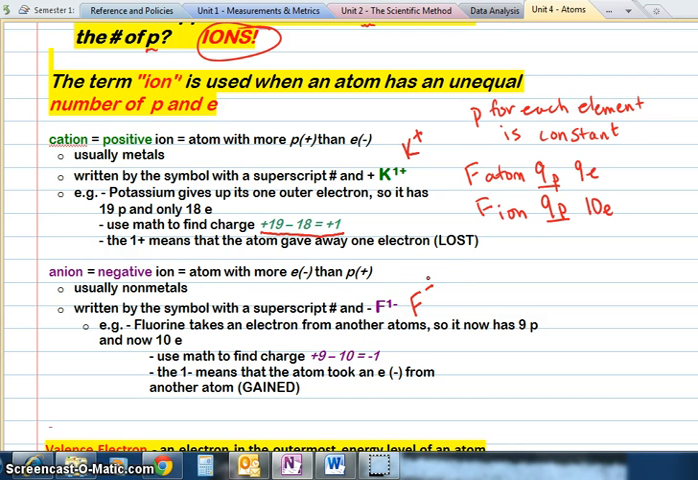And that means that fluorine gained electrons. So it has more electrons than positive, which is why it's negative. And cations, which are positive ions, they lose electrons. They've given away their electron.